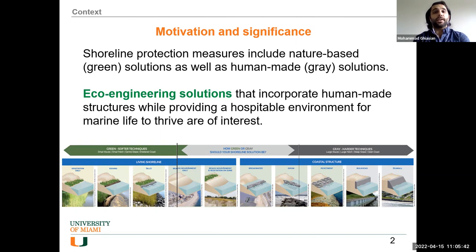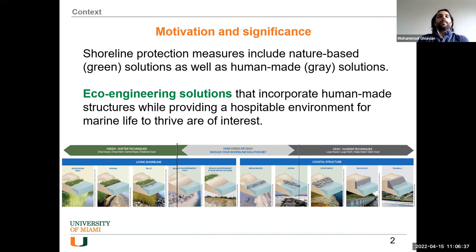Some of them are accompanied by a high cost of construction, some by a long construction time. For example, nature-based solutions and gray infrastructure are usually subjected to other performance issues that can eventually cause collapse of the structure or structural failure. Therefore, in our research, we are focusing on integrating man-made and green solutions together to come up with an eco-engineered solution that can be efficient in terms of wave energy dissipation and coastal protection, and also biocompatible with the environment. So not only protecting the shorelines, but also providing a hospitable environment for marine life to thrive.